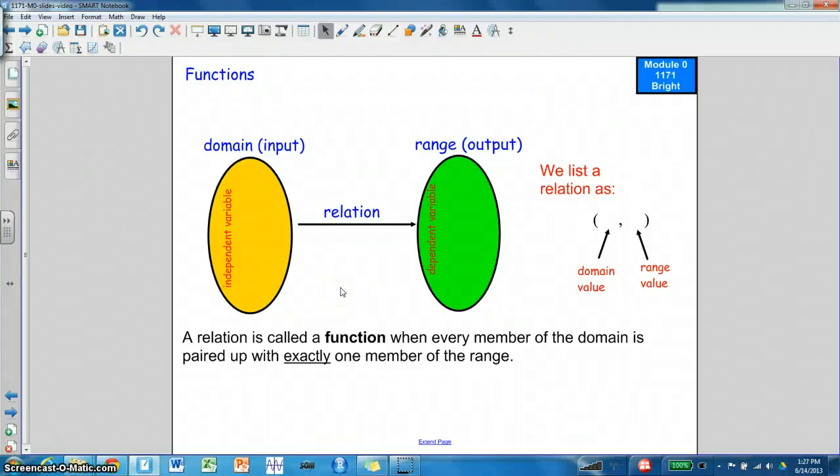Today we're going to talk about functions, but before we get there we need to develop some tools. The basic idea of a function is you have some set of inputs, and then once you use the function on those inputs you get a set of outputs. But before we get there, we need to develop some terminology.